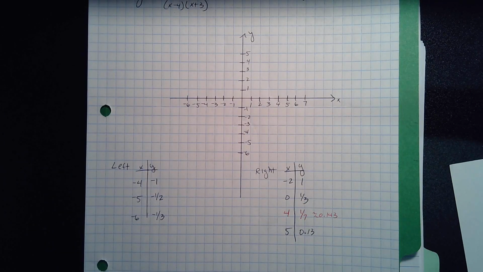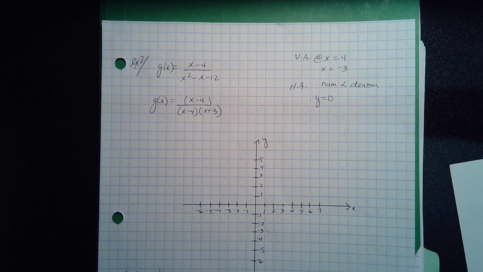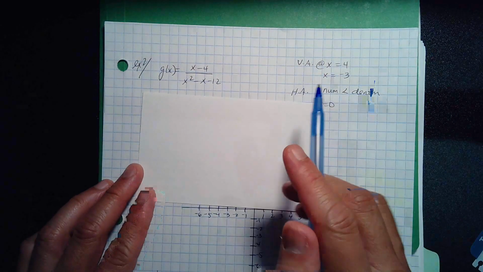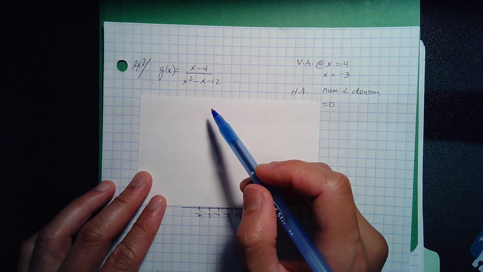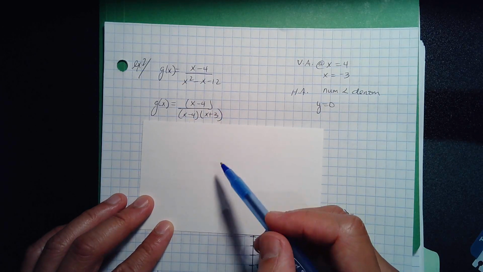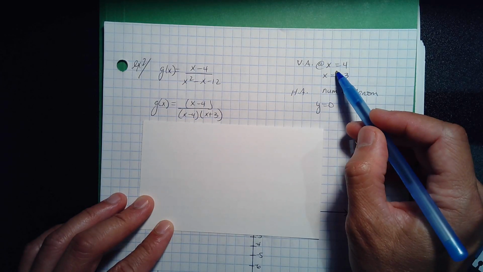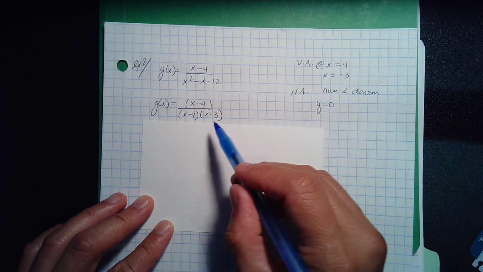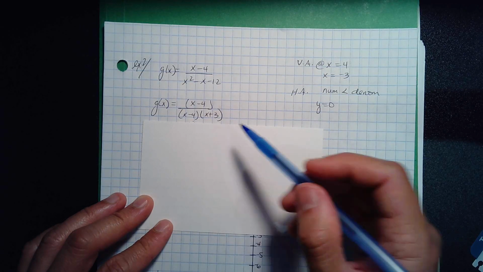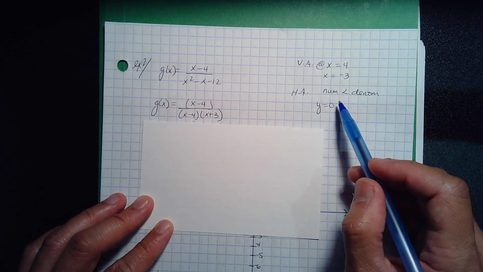Example 2 is we have g of x. So g of x equals x minus 4 over x squared minus x minus 12. So let's factor the denominator. That's factorable. So now our vertical asymptotes are going to be at x equals 4 and x equals -3. Again, set each factor equal to 0, get x by itself. So x equals 4, x equals negative 3 are the two vertical asymptotes.